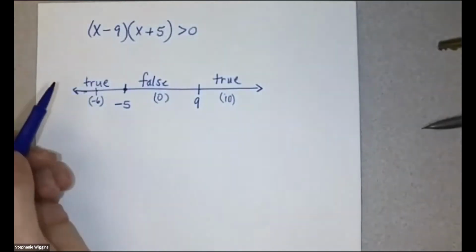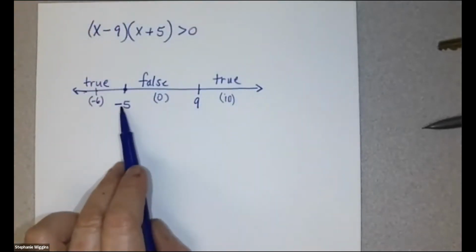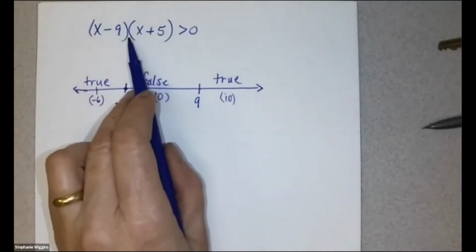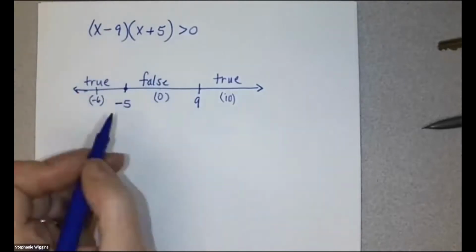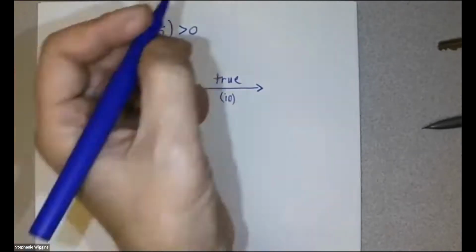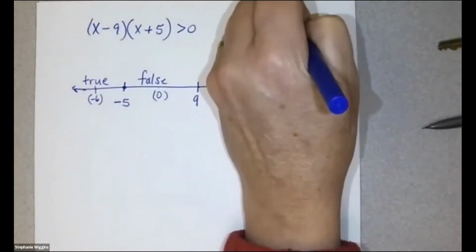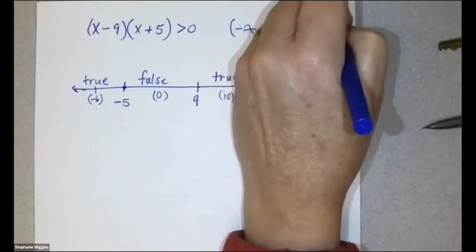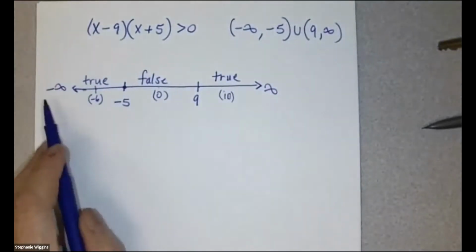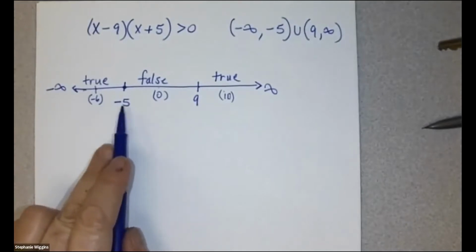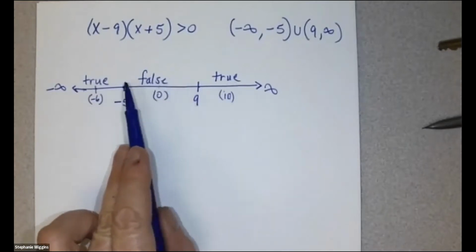And I don't want to include -5 and 9, because if I plug in either one of these, I get 0, and 0 is not greater than 0. So I have to exclude my values here. So -infinity to -5, along with 9 to infinity, those 2 intervals. So here's infinity, here's -infinity. From -infinity to -5, and then from 9 to infinity, that's true. The middle here, it's false.